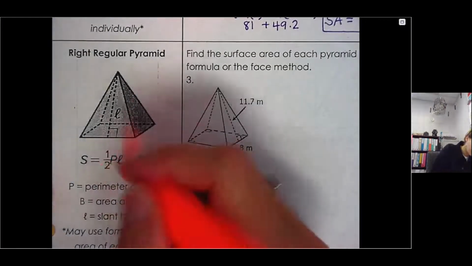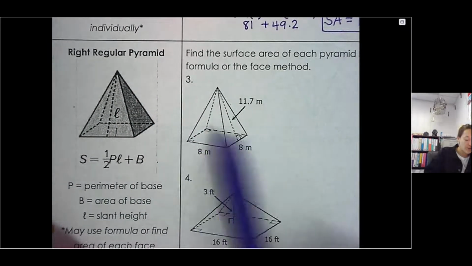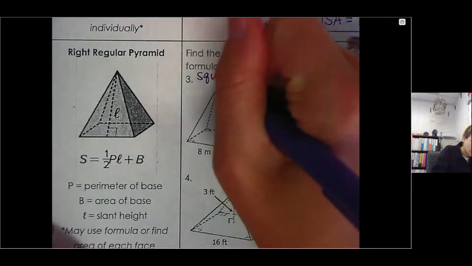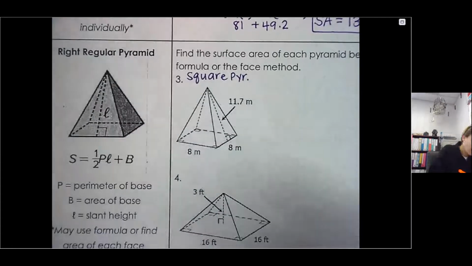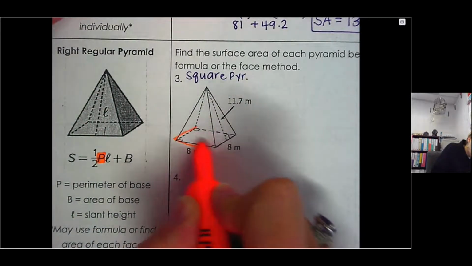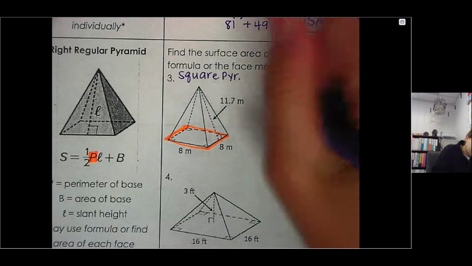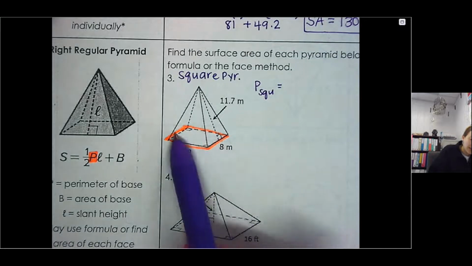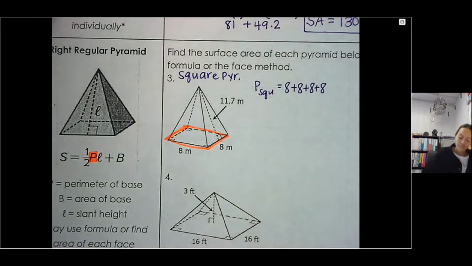Okay, so before we do anything, let's identify what type of pyramid this is. The base shape here is a square, so this is a square pyramid, and that's important to know because the first thing we want to do is find the perimeter of this, and perimeter means distance around the bottom. We're adding up all of the sides, so it's 8 plus 8 plus 8 plus 8, 4 of them, and that gives 32.